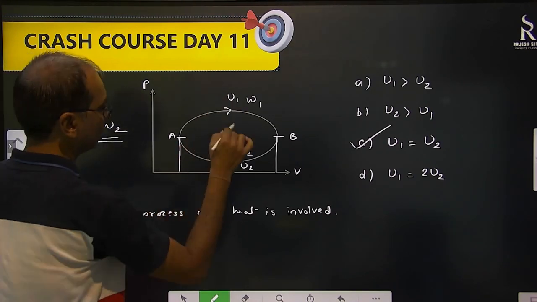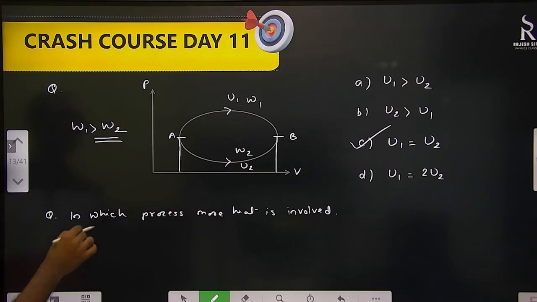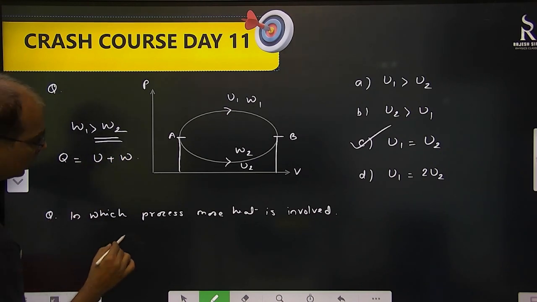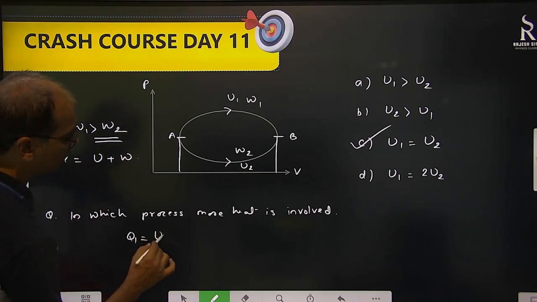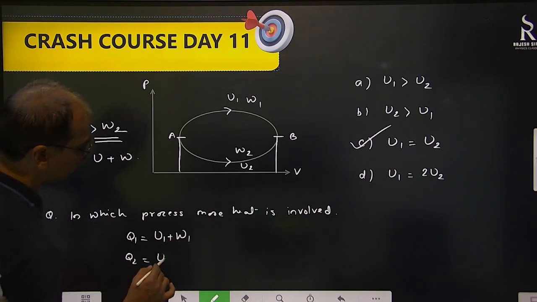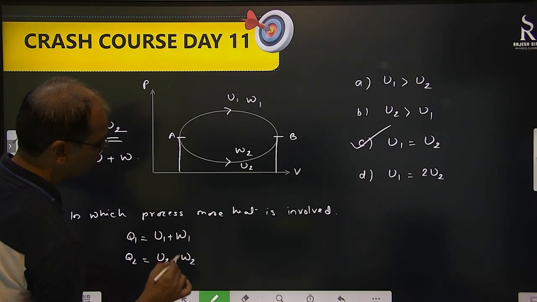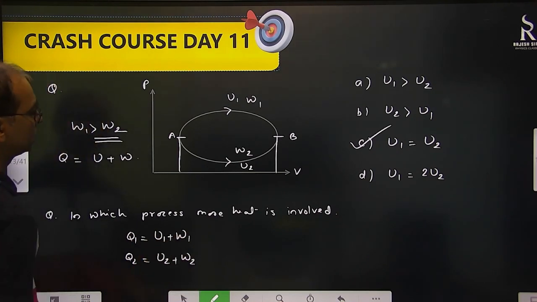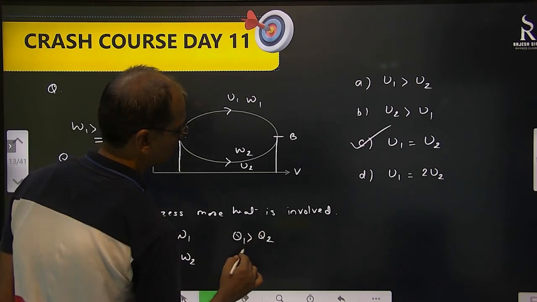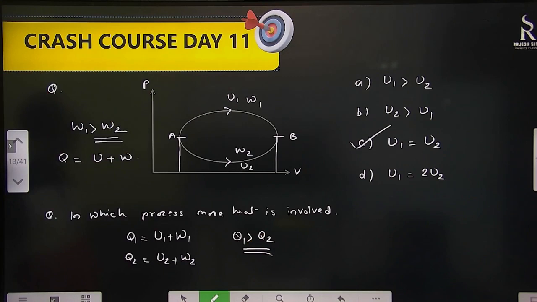Change in internal energy is same, okay, but W1 is greater than W2. So then Q is what? U plus W. Okay, so we can clearly say that Q1, which is actually U1 plus W1, and Q2, which is U2 plus W2, with U1 and U2 equal. So since W1 is greater than W2, we can say Q1 is greater than Q2. Q1 is greater than Q2. Right? Okay.